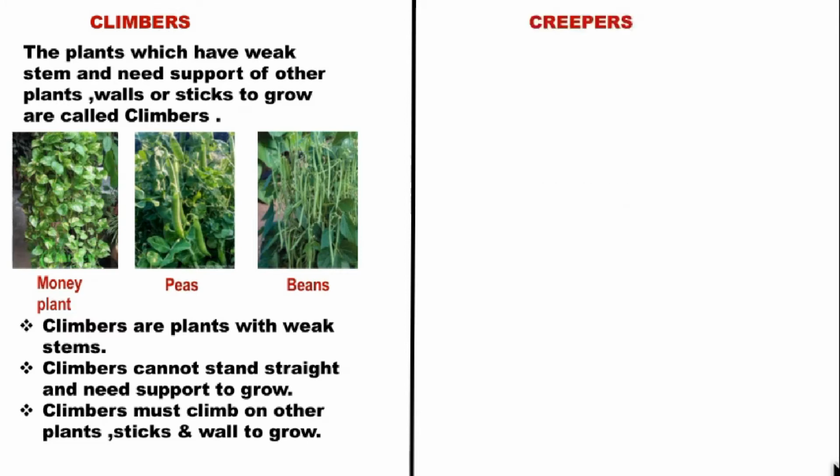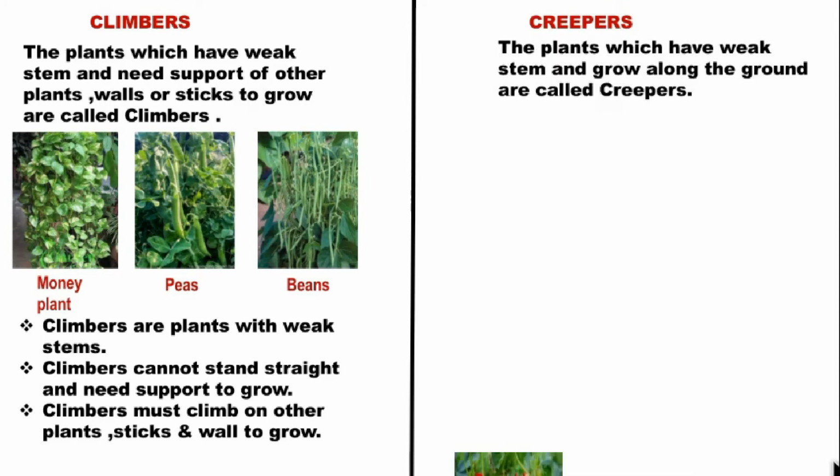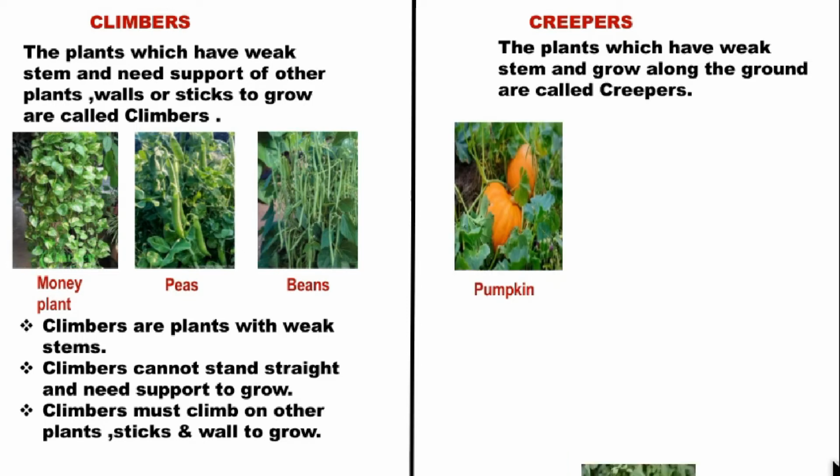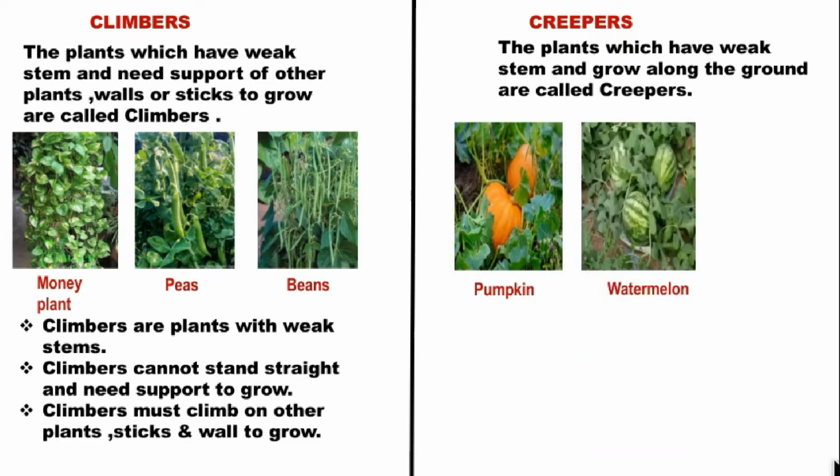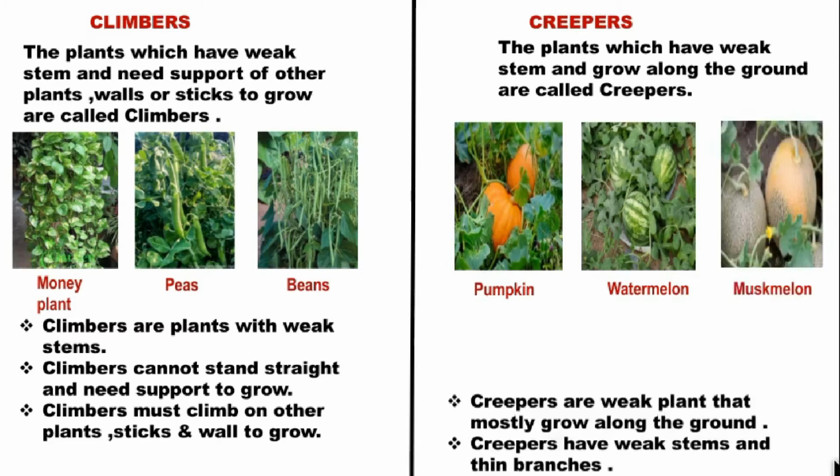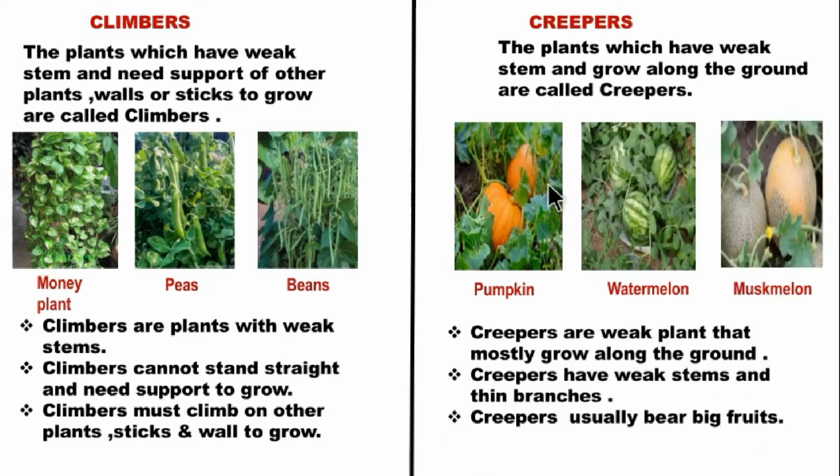So the next type of plants are creepers. What are creepers? The plants which have weak stem and grow along the ground are called creepers. For example, pumpkin, watermelon, muskmelon. So in this picture you can see these type of plants have weak stem and grow along the ground. So creepers are weak plants that mostly grow along the ground. Creepers have weak stem and thin branches. Creepers usually bear big fruits. In watermelon we can see, isn't it?